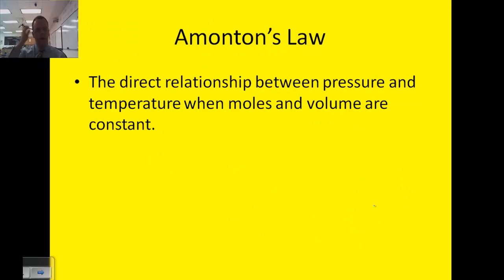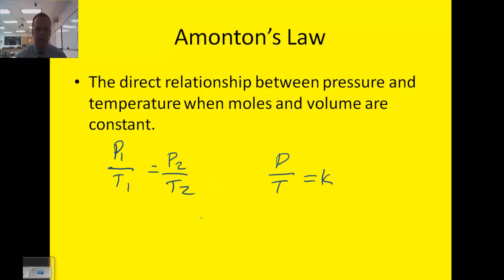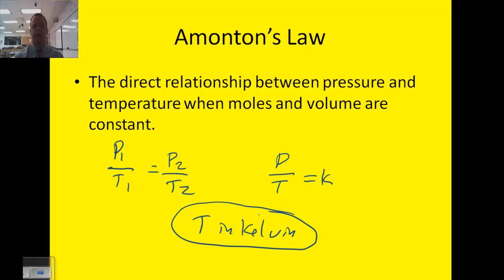Another law is known as Amonton's law. Amonton's law was actually known as Gay-Lussac's law for a long time, and you'll see it all over the internet and in textbooks listed that way. The research has shown that Amonton actually came up with this law first, so the more updated versions show this as Amonton's law. It shows the direct relationship between pressure and temperature when moles and volume are constant. So in this case, we get P1 over T1 equals P2 over T2, or P over T equals K. Remember, temperature must be in Kelvin. This is very important anytime you're using temperature in gas laws. Here, pressure can be in any units as long as they are consistent.